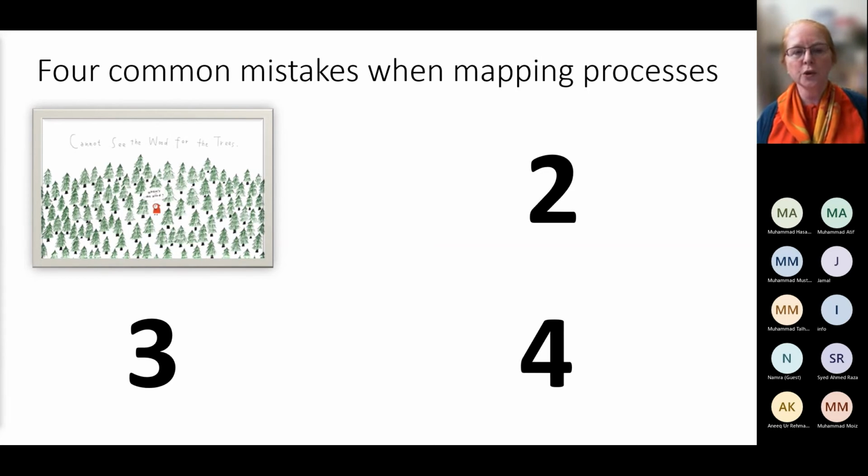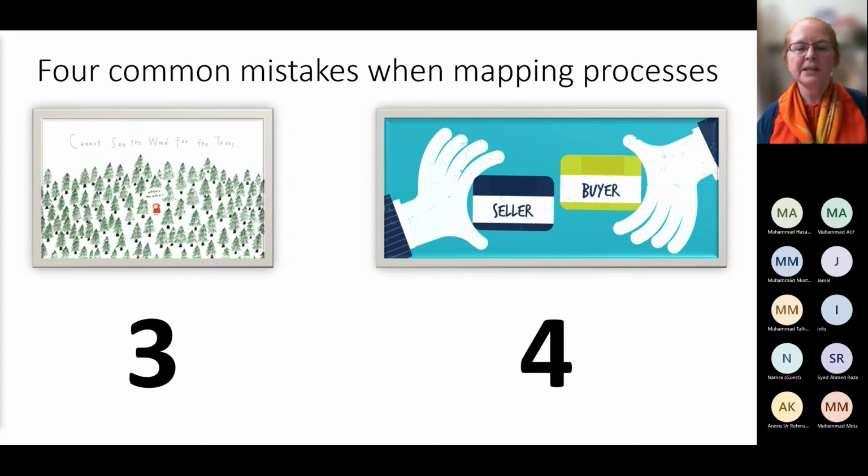So to make sure that that doesn't happen when you're talking about processes, keep the focus on the goals, on the why of the process. Mistake number 2 is focusing on the seller rather than the buyer. So to avoid that one, when you're thinking through the process, keep your mind on the buyer.